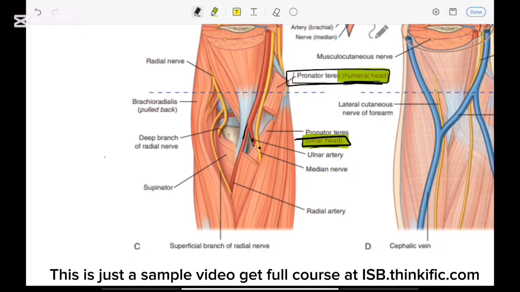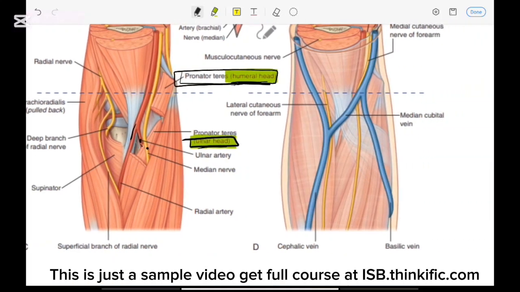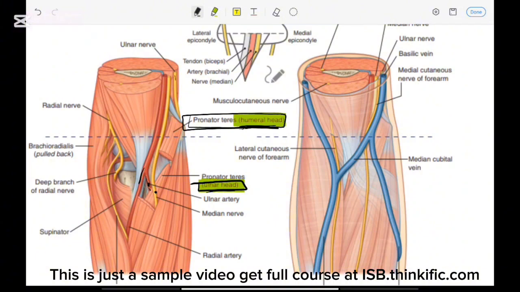The ulnar nerve does not pass in relation to the cubital fossa at all. The ulnar nerve is passing posteriorly. Here's the ulnar nerve. It is passing behind the medial epicondyle in a tunnel, which is called the cubital tunnel. And we will see what's going to happen in the forearm when we follow its course there.